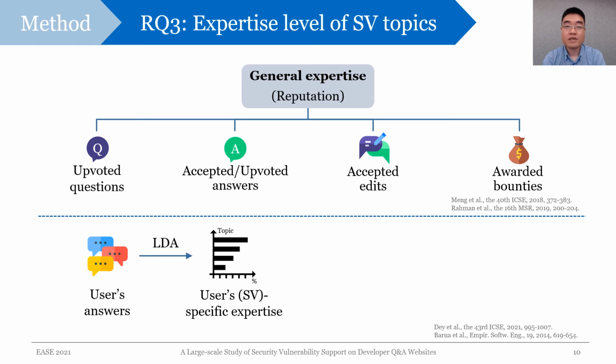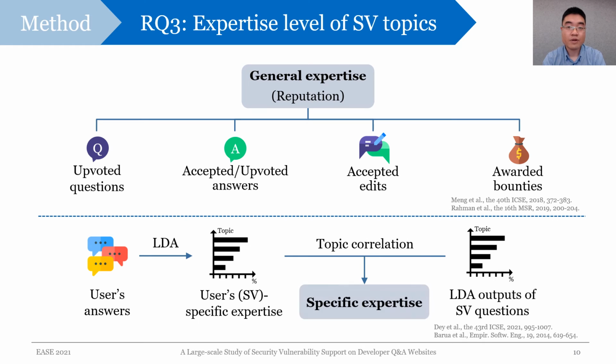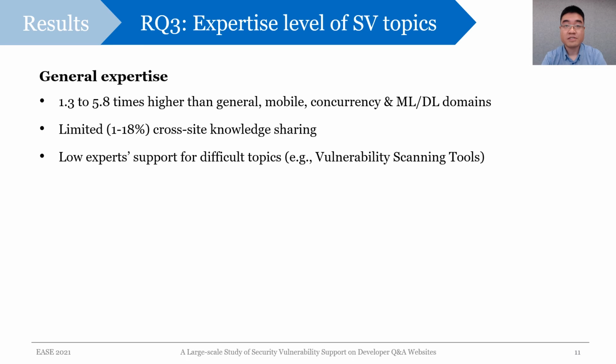We also computed the topic distribution of the questions and finally calculated the correlation between these two distributions to find out what vulnerability expertise that answerers of each topic usually have. For the general expertise, the reputation of the vulnerability domain is higher than that of other domains, such as big data, machine learning, or deep learning.